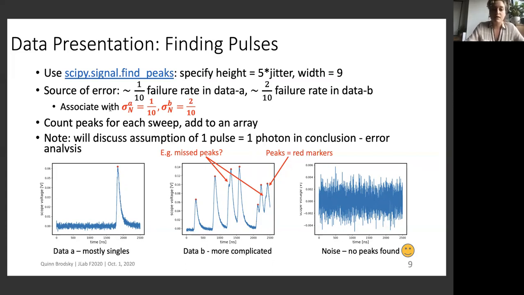So due to some of the failure of the find peaks function, I've associated an uncertainty in the counts of the number of peaks of 1 in 10 for data set A and about 2 in 10 for data set B. I want to note that from here on out, I'm going to assume that one pulse was created by one photon. This isn't actually true, but I'll discuss this later when I talk about error analysis.